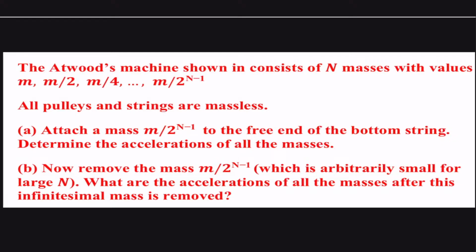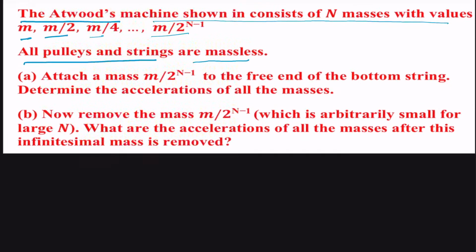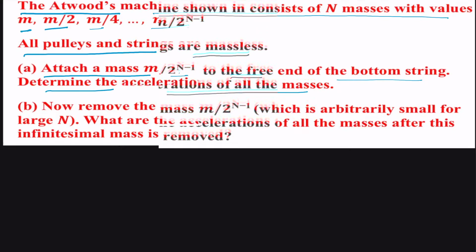asked that an Atwood machine shown consists of n masses with the values m, m by 2, m by 4 up till m divided by 2 raised to power n minus 1. All pulleys are massless and strings are also massless. So based on this, we have 2 questions. Attach a mass of m 2 raised to power n by n minus 2 to the free end of the bottom string. Determine the acceleration of all the masses.